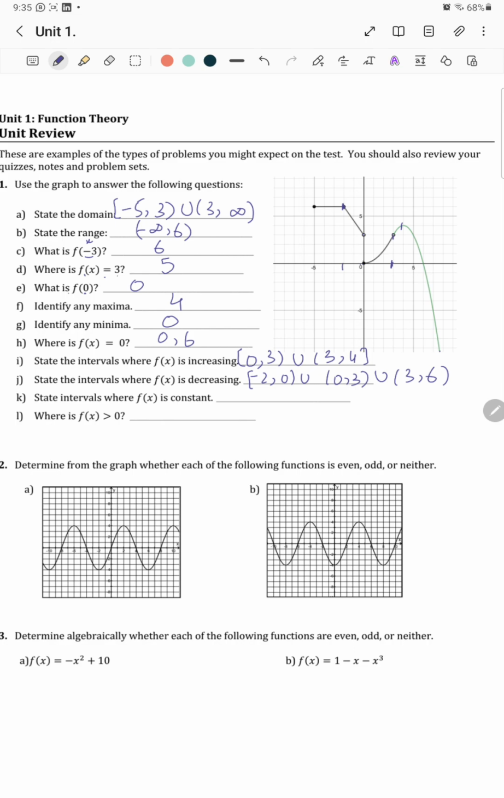F of x is constant from -5 to -2. F of x is greater than 0 means above x-axis, which is -5 to 0, union 0 to 6. And 3 is not included, so 3 union 3 to 6.